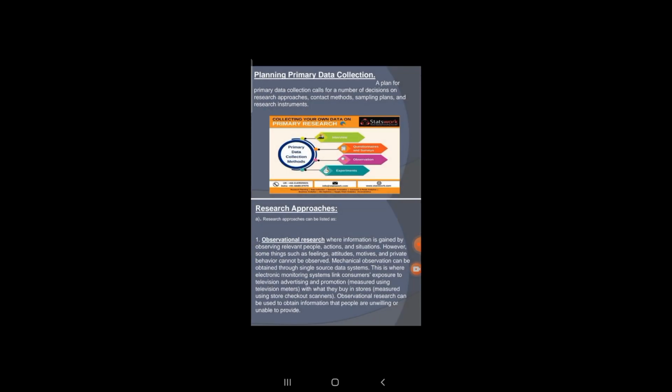Primary data is information collected for the specific purpose at hand. Planning primary data collection: a plan for primary data collection calls for a number of decisions on research approaches, contact methods, sampling plan, and research instrument. Research approaches can be listed as observational research, where information is gained by observing relevant people, actions, and situations. However, some things such as feelings, attitudes, motives, and private behaviors cannot be observed.